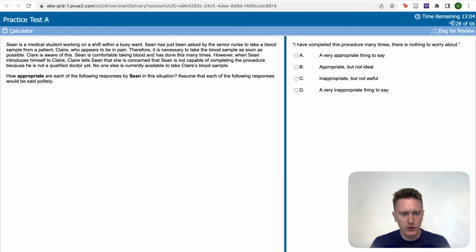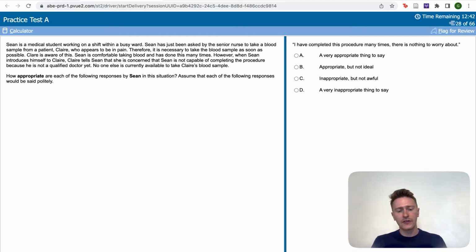Okay. Sean is a medical student working on a ward. He's been asked by a senior nurse to take a blood sample from Claire. Claire is aware of this. Sean appears to have taken blood many times. However, when he introduces himself, Claire doesn't want him, basically, I think. "I've completed this procedure many times, so there's nothing to worry about."